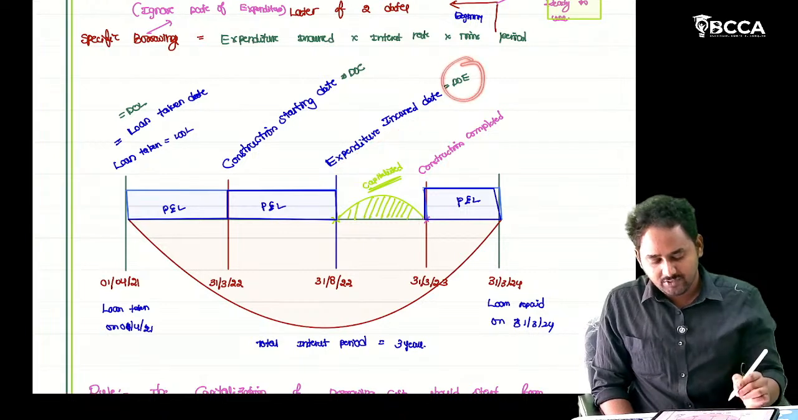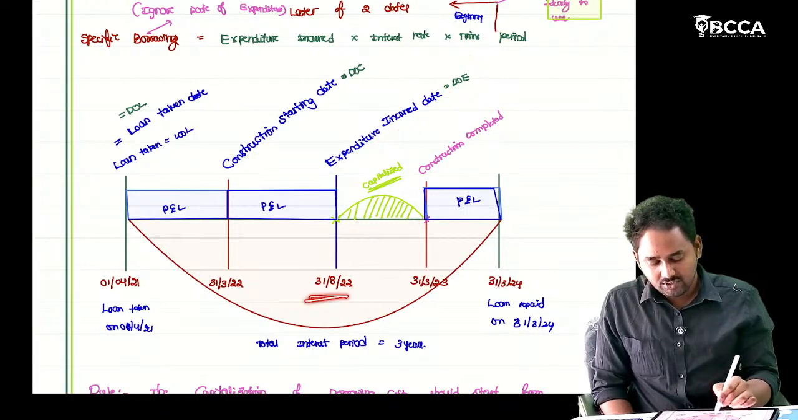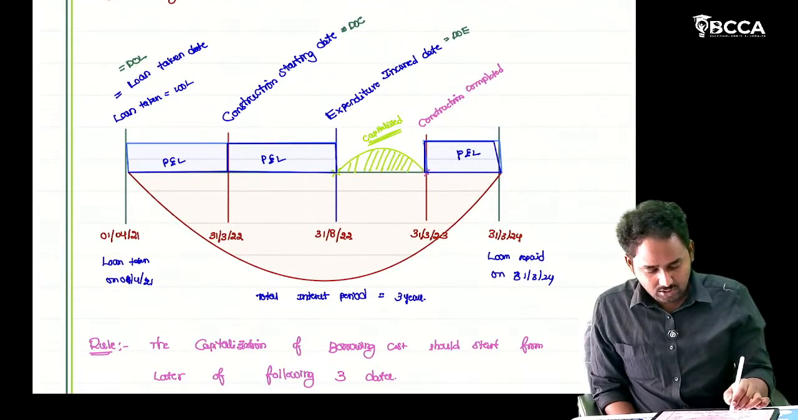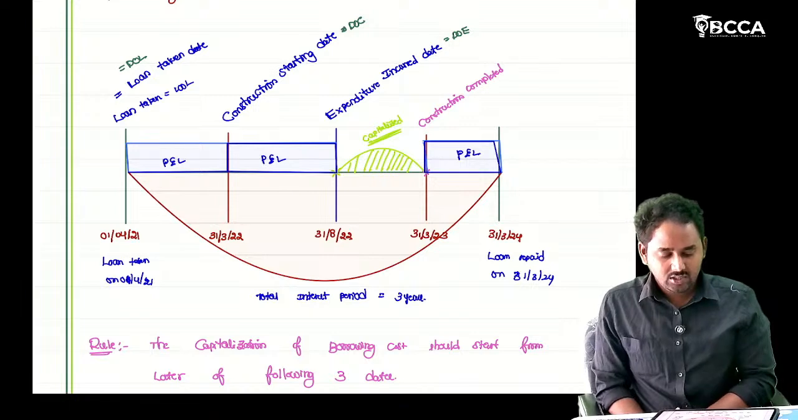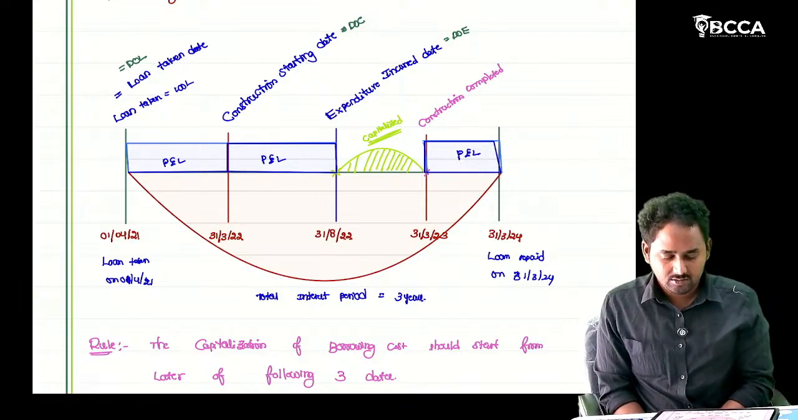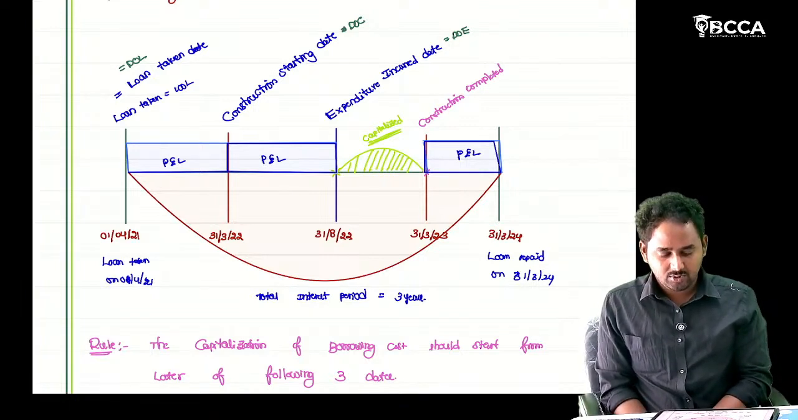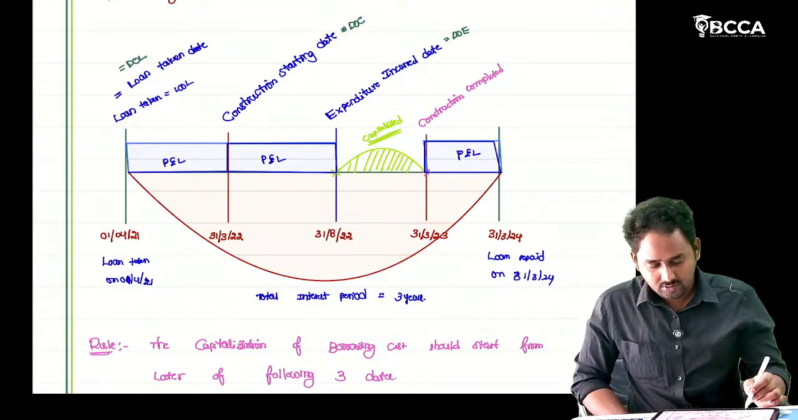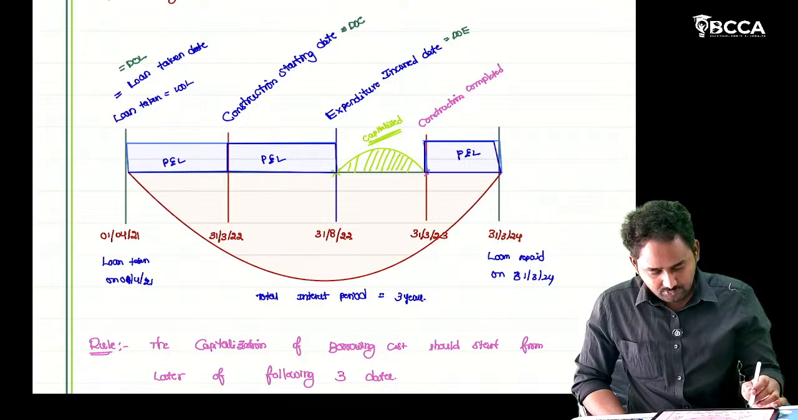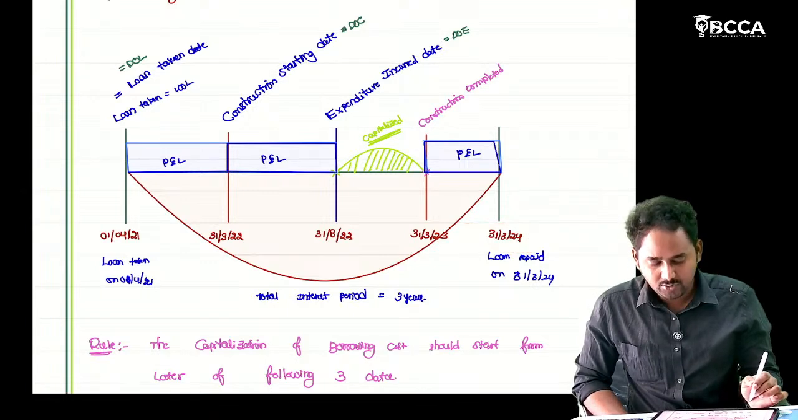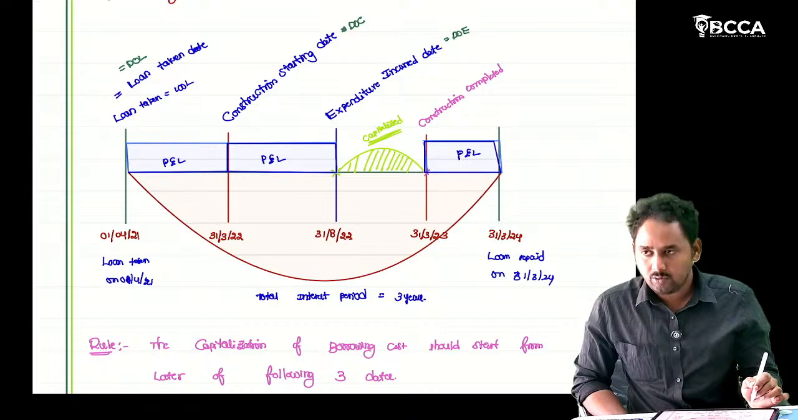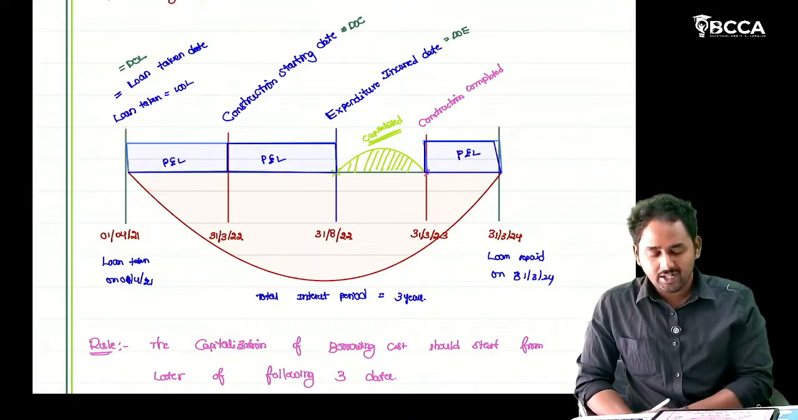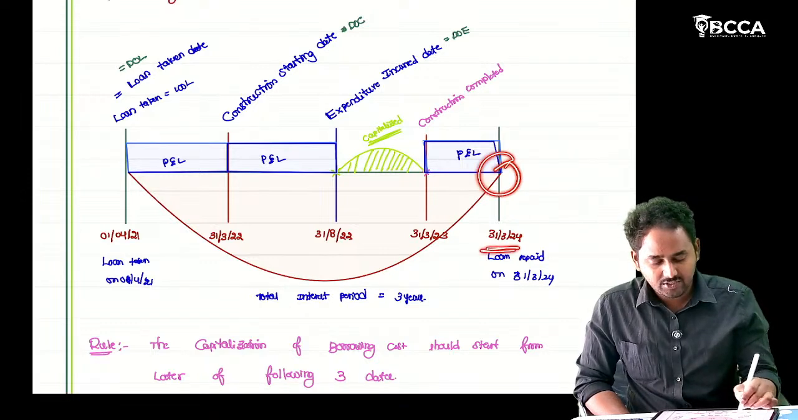So what is the date of expenditure? 31st/8/2022. Then after that, on 31st March 2023, the construction is completed. Then the loan is repaid on 31st March 24. Now, I have taken a loan on 1st April 21, but I have repaid the loan on 31st March 24.